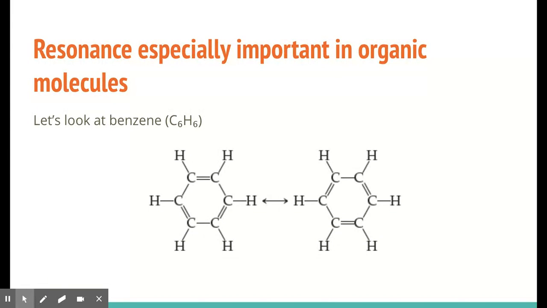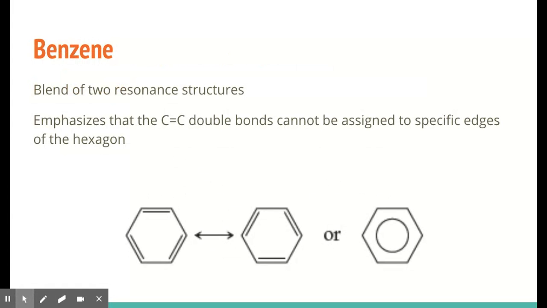So resonance is especially important in organic molecules such as benzene here. If you notice, there are 3 double bonds and 3 single bonds in that carbon hexagon. And so benzene is that blend between those two resonance structures. This is how it's typically drawn, without the hydrogens. It's mostly just that carbon hexagon.